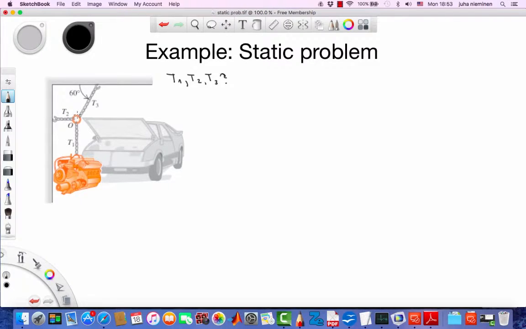So essentially we have two bodies, the engine and then the ring that ties those chains together. So we need two free body diagrams that are key to solving any kind of mechanics problems. In the free body diagram, the body itself is reduced to a single dot. So this is for the ring.